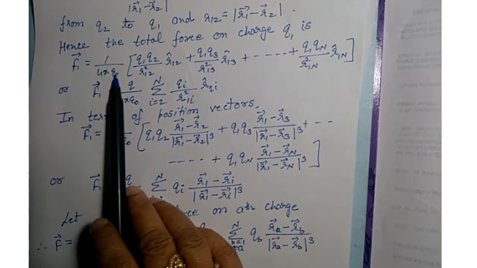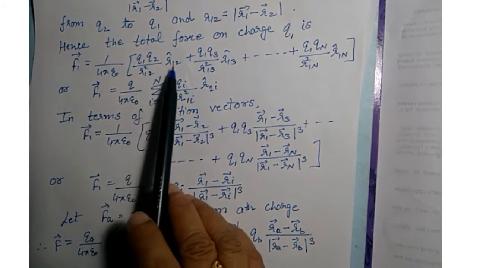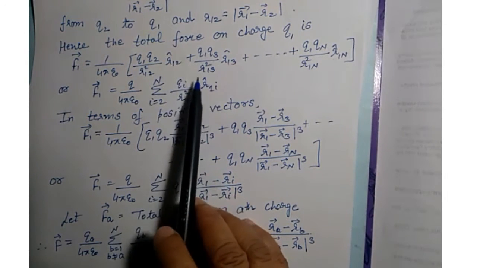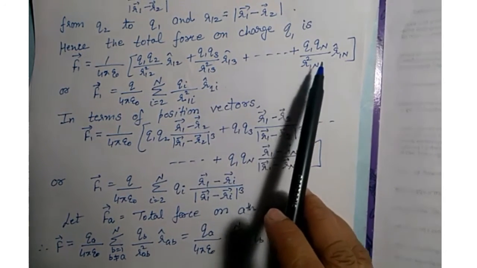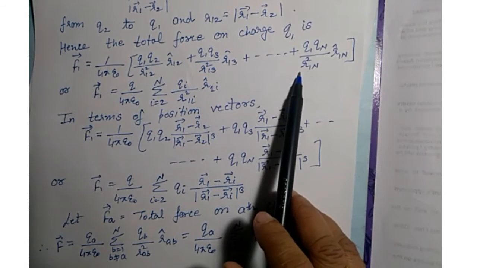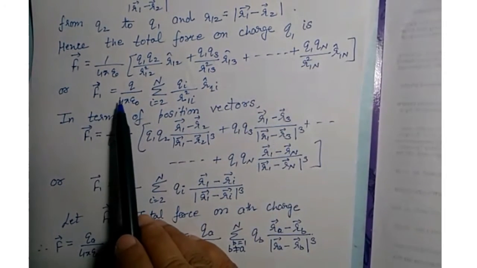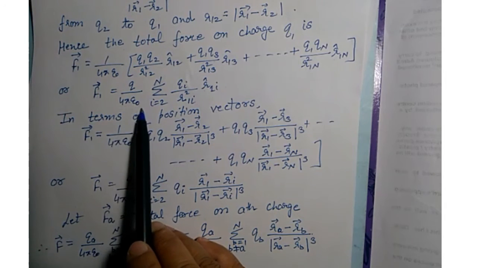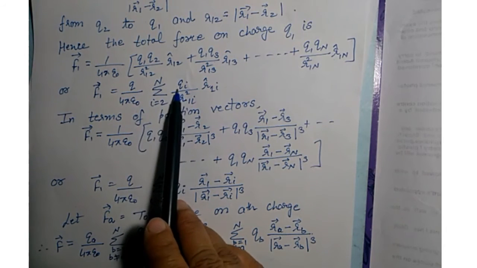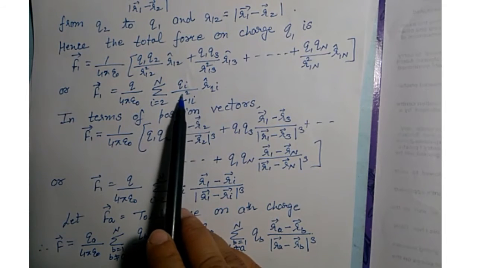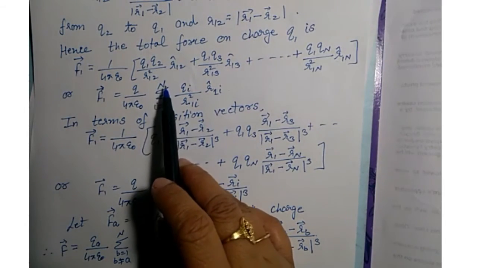So that is equal to 1 upon 4 pi epsilon naught Q1 Q2 upon R12 square R12 unit vector, plus Q1 Q3 upon R13 square R13 unit vector, and so on till Q1 Qn upon R1n square R1n unit vector, or F1 is equal to Q1 upon 4 pi epsilon naught summation i equals 2 to n Qi divided by R1i square R1i unit vector. So here i varies from 2 to n.